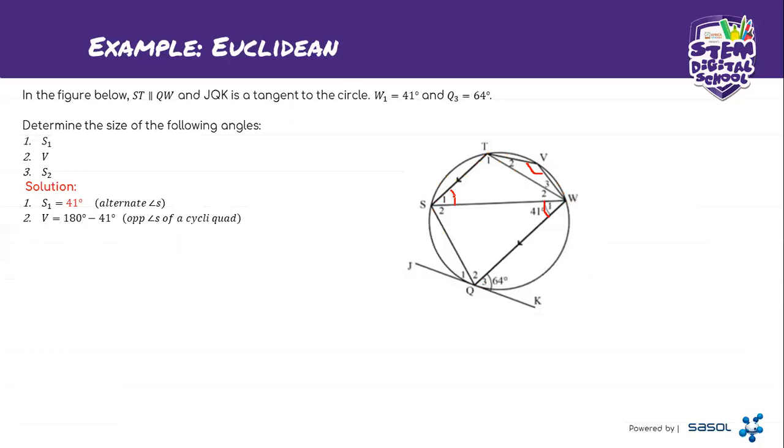And then we also touched on the opposite angles of a cyclic quad earlier on, because you can see this angle S1 is opposite to this angle V, right? So we know they are supplementary. Hence, we've indicated 180 minus 41. The reason for that is opposite angles of a cyclic quad, right? And the answer there is 139 degrees.